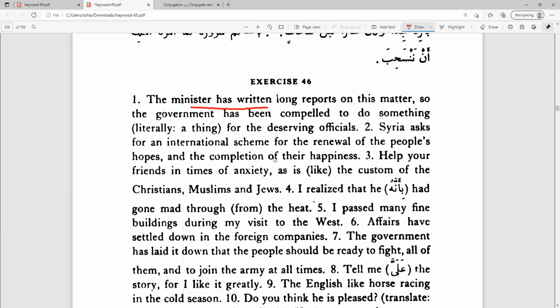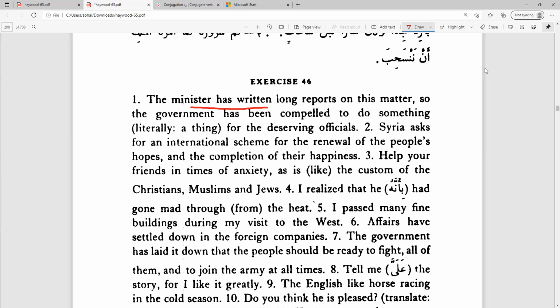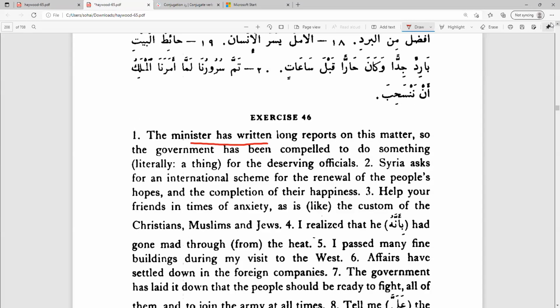Okay, sir. The minister is like al-wazir. Has written is like kataba. Long report is tawil, and report is called balagh. إبلاغ بلاغ طويل. No, عن تقرير is report, or تقارير. Okay, الوزير كتب. So he says not the minister written. It's the minister has written.